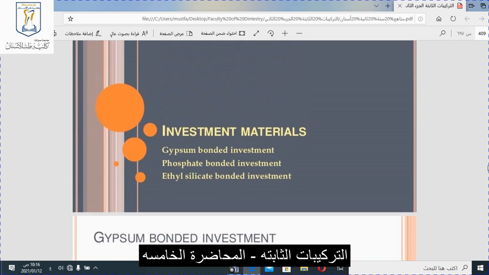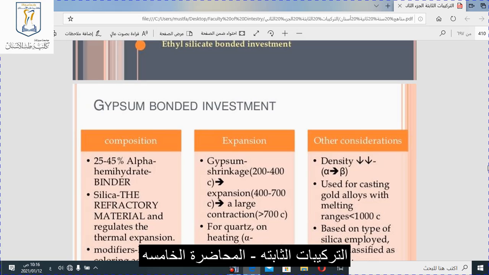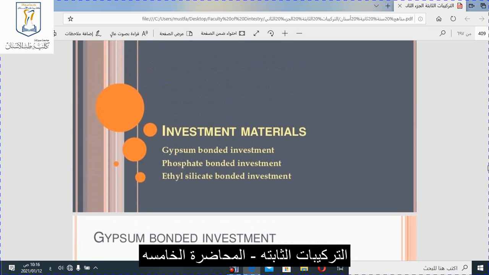The binder is the gypsum product, and the refractory material is silica. The material which withstands high temperature is the silica. The silica exists in three forms, as we know from dental materials: either quartz, tridymite, or cristobalite.